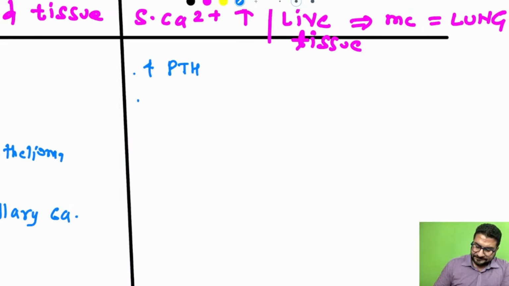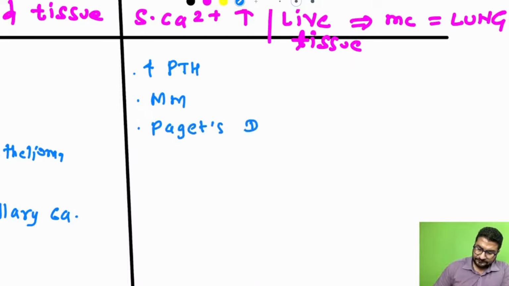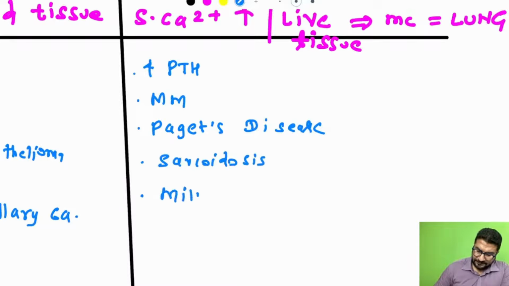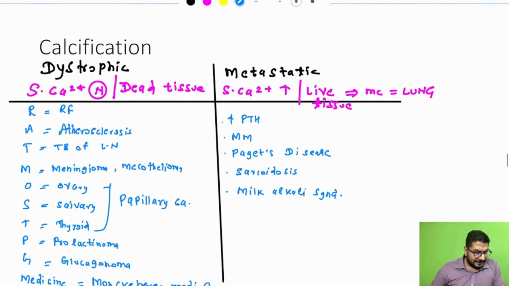So then understand, this can occur in multiple myeloma. Then you can notice this hyperparathyroidism, or you can notice this metastatic calcification. You can see this in Paget's disease. Then there is a condition called sarcoidosis, and the last and the important one is milk alkali syndrome. So these are the example of मेटास्टैटिक कैल्सिफिकेशन.